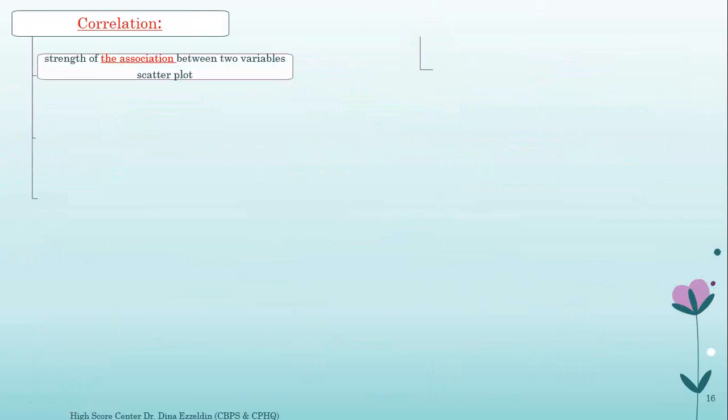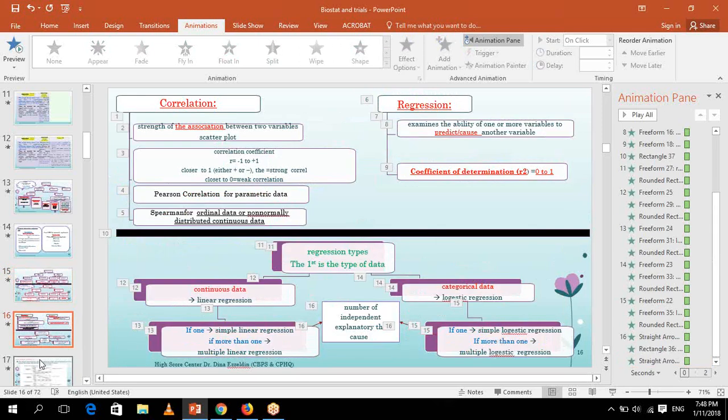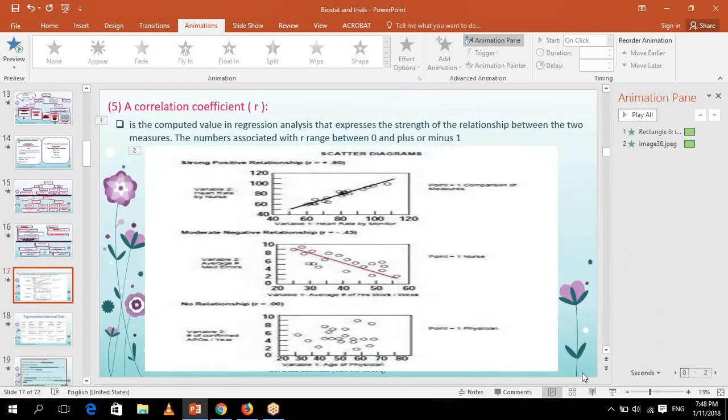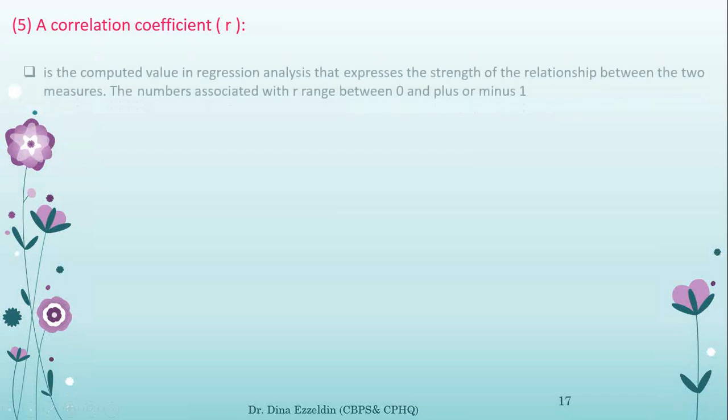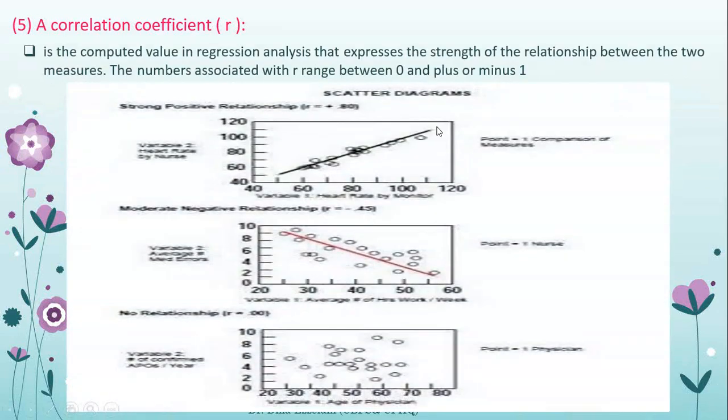The correlation is the strength of the association between two variables, and we always identify this by scatter plot. See this photo? This is the scatter plot. Here, there is a strong association. For example, X and Y: if by increasing X, Y increases, it's a positive relationship, so positive association.